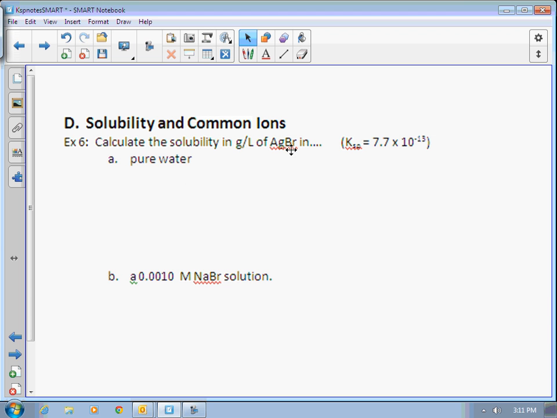So we're going to calculate the solubility, this time in grams per liter, of silver bromide in pure water, and then in a silver bromide solution. Now I hope you guys can make a prediction here.